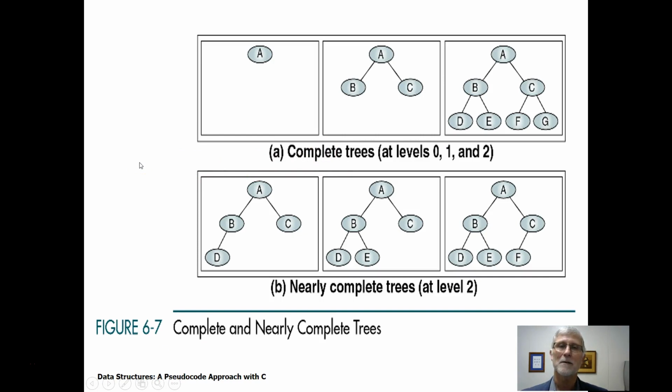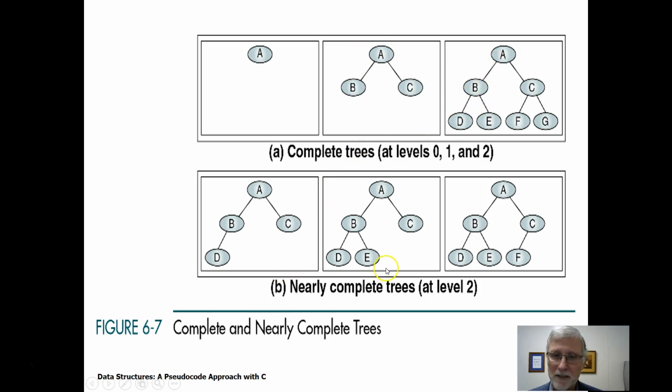Now, there's a concept of complete or nearly complete. And basically all that means is that at its lowest level, all the leaves are full. So here you got single node is a binary tree, and it's also complete because it's complete. There are no leaves, so that one's complete. A, B, and C, it's complete because all the nodes under A, there are no more leaves. Same thing with this one here.